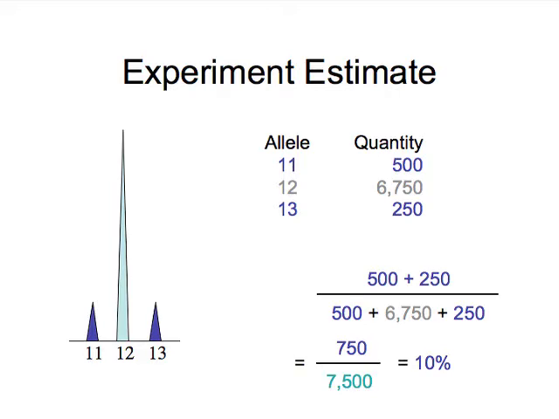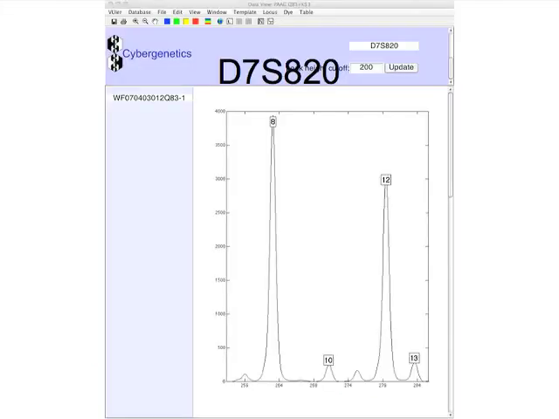500, 6,750 plus 250 for all 3 alleles gives a sum of 7,500. Taking the ratio of just the blue contributor's alleles divided by the sum of the peak heights of all the alleles gives a mixture weight estimate of 10%. Next slide. Let's do this calculation again at a different locus.